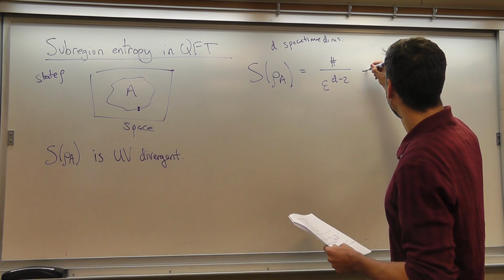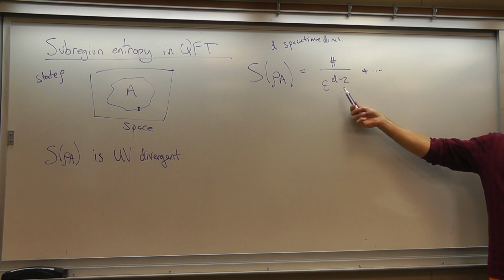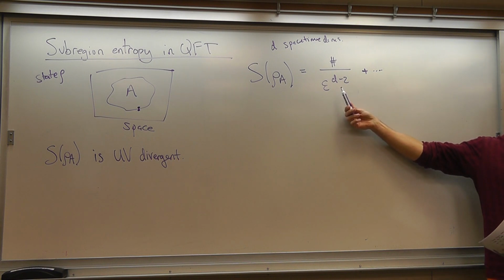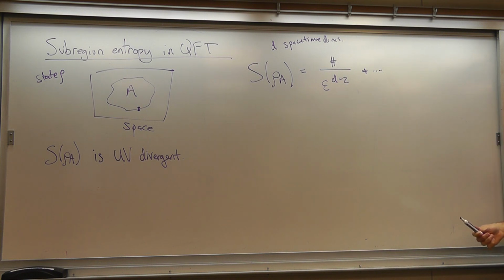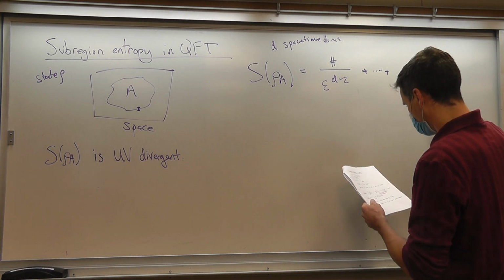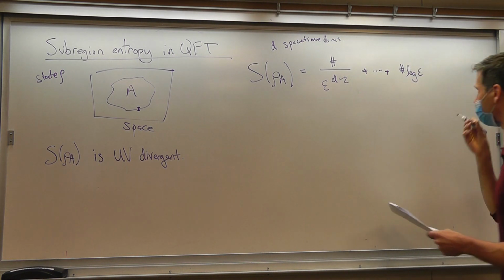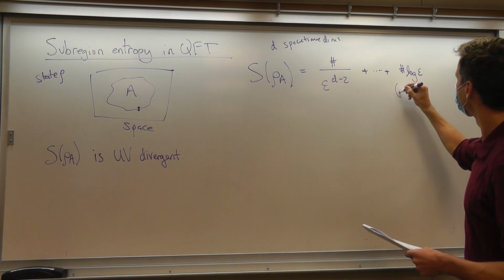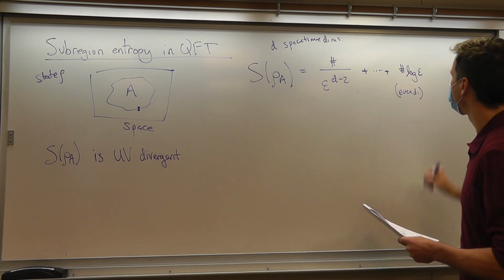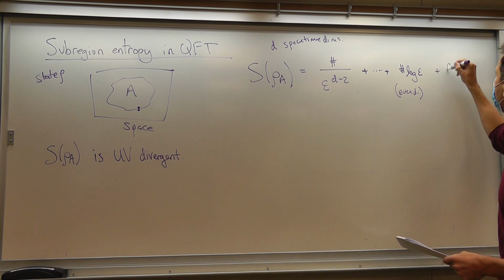Then there are subleading UV divergences, depending on how many dimensions we're in. So like if we're in 4 dimensions, this is 1 over epsilon squared, and the next divergence is logarithmic. So there's a number times log epsilon. The logs only show up in even d. And then there are finite terms.